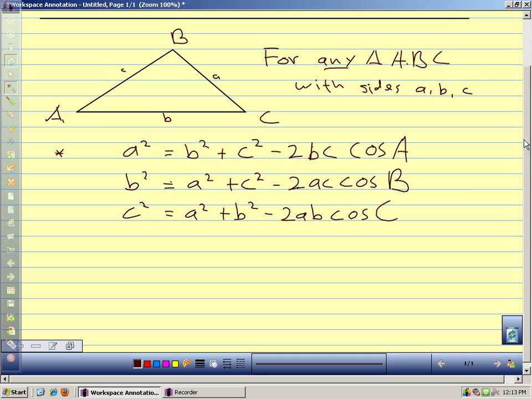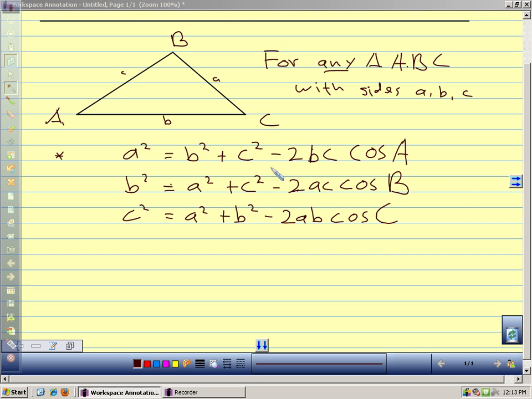Questions on what we're looking at here? So remember that side a goes on one side, the angle goes on the other, and the other two sides are on this side of the equation.